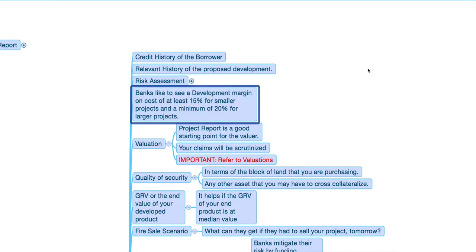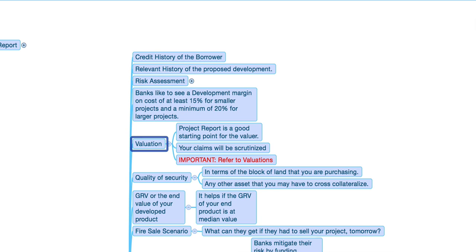Banks like to see a development margin on cost of at least 15% for smaller projects and a minimum of 20% for larger projects. And we've discussed that in the financial feasibility module.